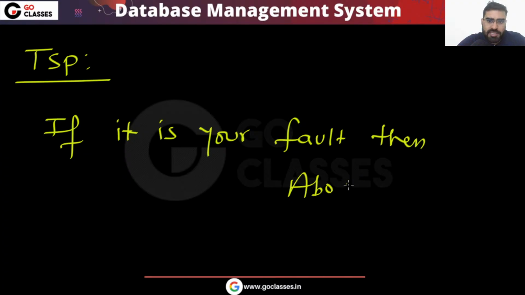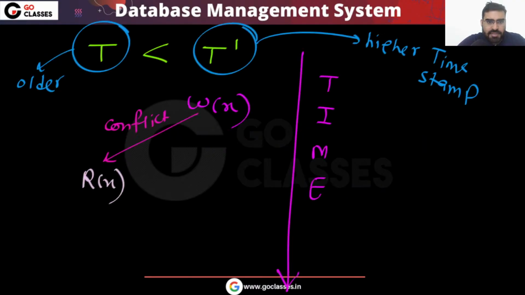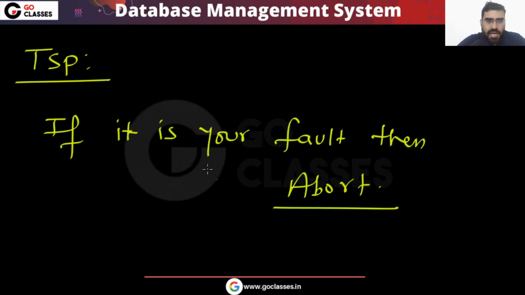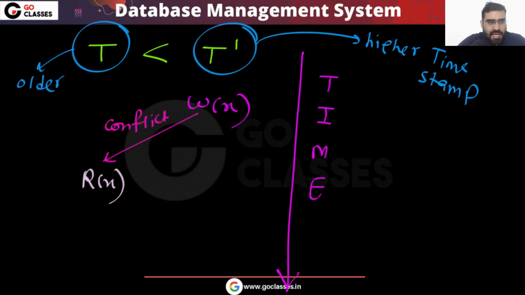So whose fault is it? Tell me. The person who is late. Yes or no? If you are late, then it is your fault. This is a simple rule. If you are late, it is your fault. And if it is your fault, then you abort. So this is what I am saying. Simple. In this, tell me who is late.